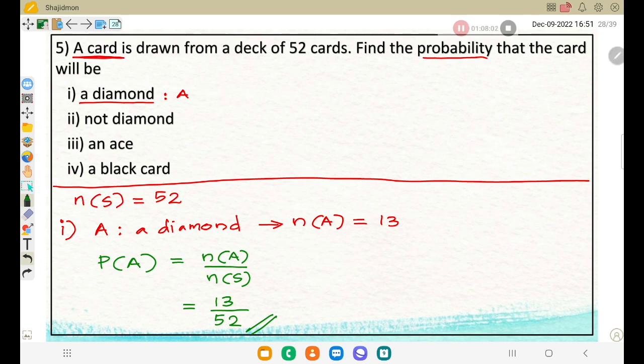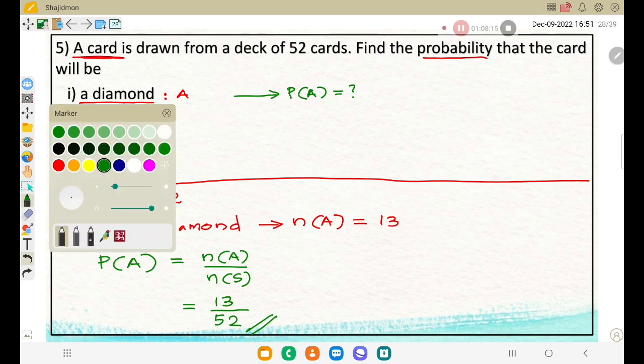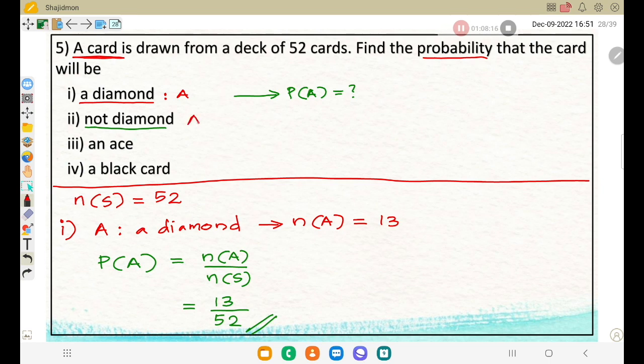Now, this question part A we are doing, probability of A. Now, not a diamond. Diamond means A. So not a diamond. What is the meaning of not? Complement. So A complement we need to calculate. Not a diamond card. Correct? What is the probability? This is the second part of the question. So I will go to the second part now.